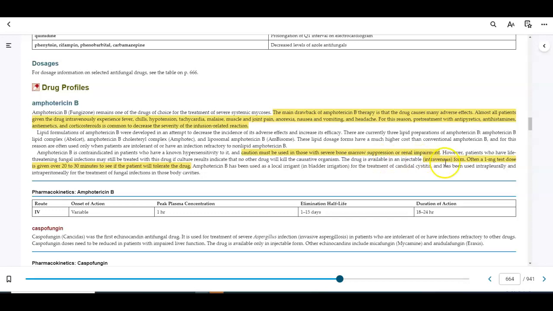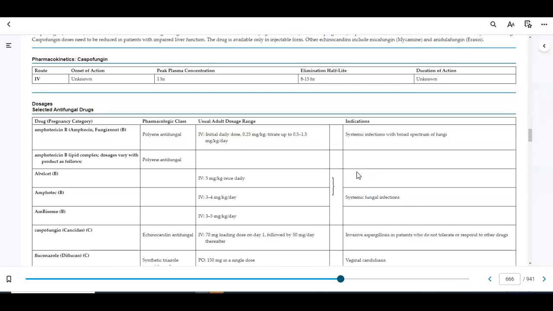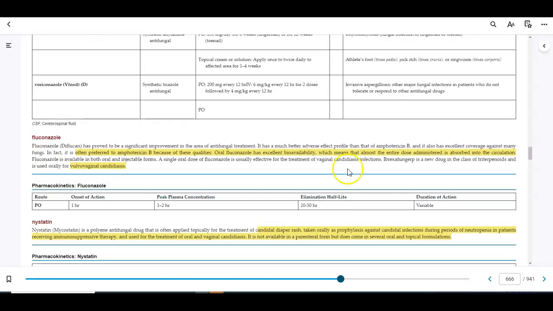Monitoring that output on them. We did mention that amphotericin is available IV. Sometimes we give a test dose to see how they'll tolerate the drug, and we almost always pre-medicate before the amphotericin. I'm going to scroll down to diflucan, which is my next one.